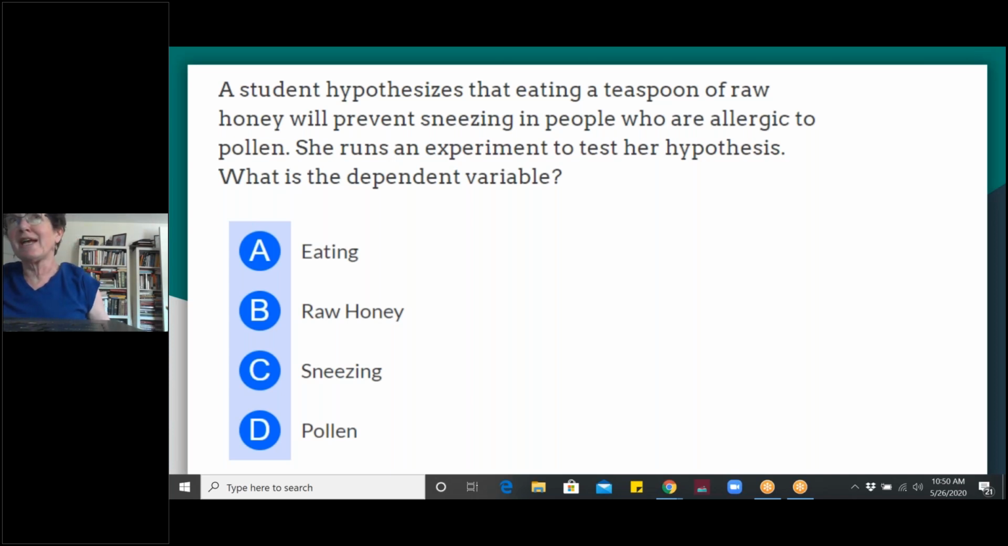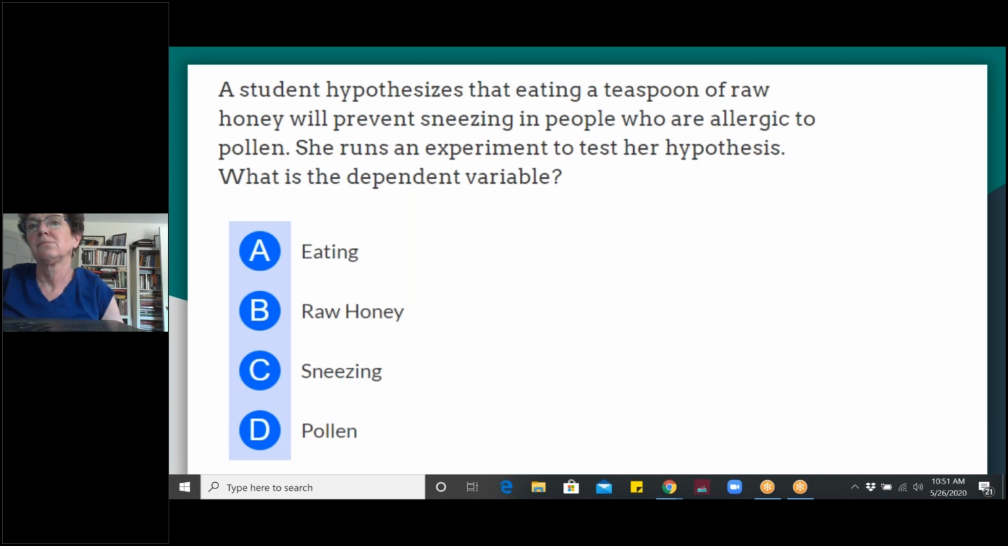That was such a great answer. I thought you were going to stop before you said compared to. I was like, yes, that's perfect. So it's the amount of sneezing that she is evaluating. If the people who got honey, what she's hoping is the people who got honey will sneeze more or less than the other people.